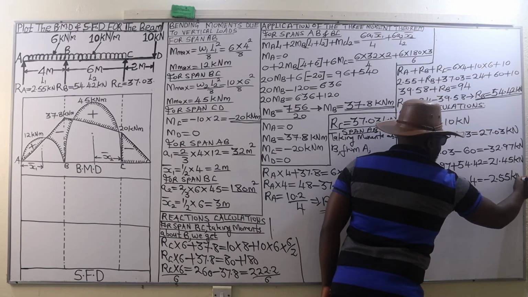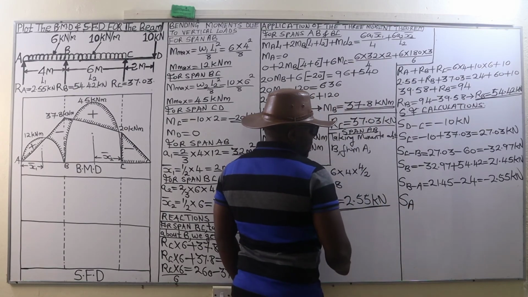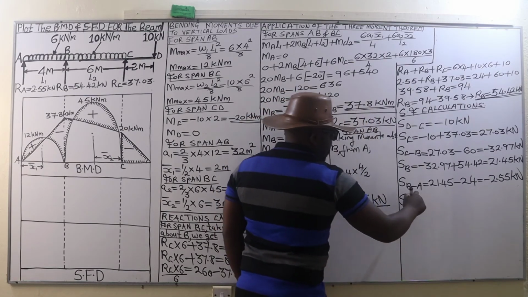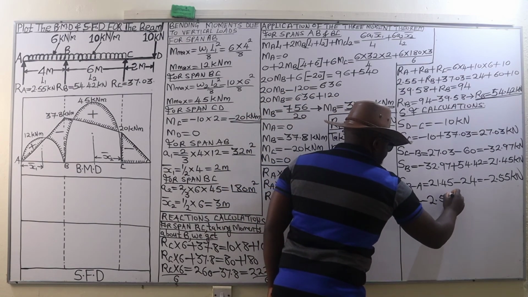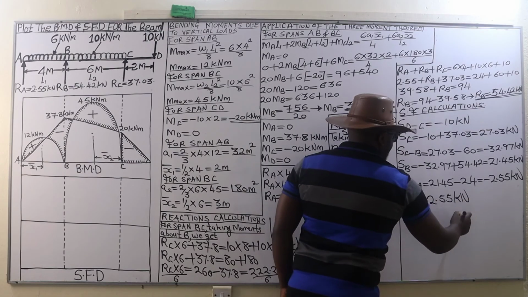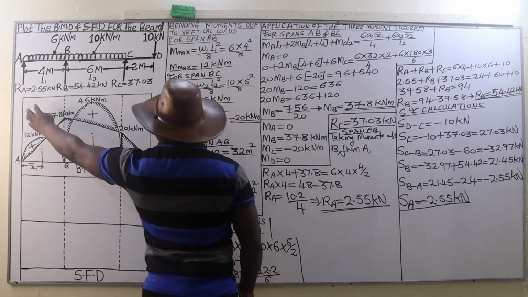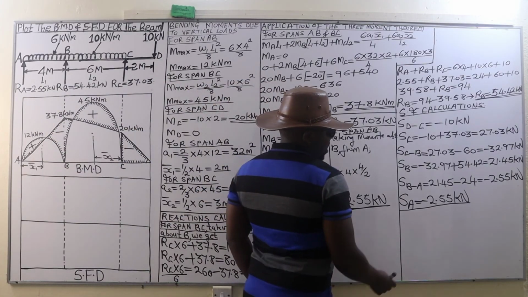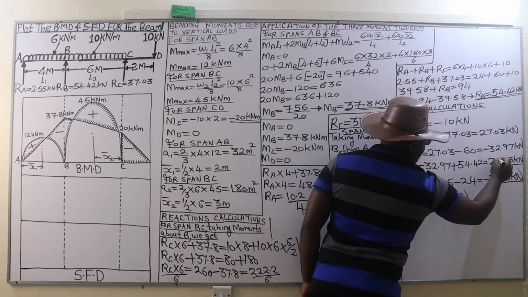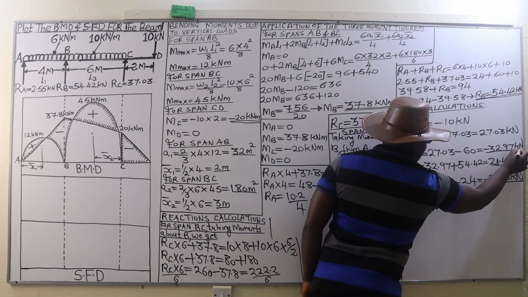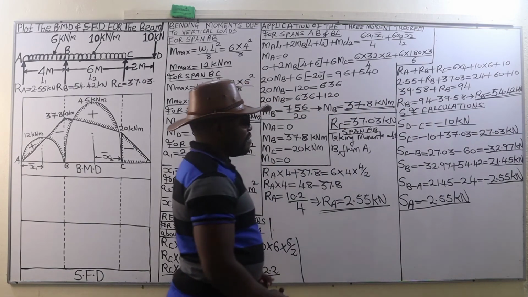2.55 kilonewtons. And finally, the shear force at A is going to be equivalent to shear force between B and A, which is negative 2.55 kilonewtons. And when you look at the shear force at A, you'll find that it is equivalent to the reaction at A. That, in most cases, is always the situation. So we now got all the shear forces. We can now use these shear force calculations to plot the shear force diagram.